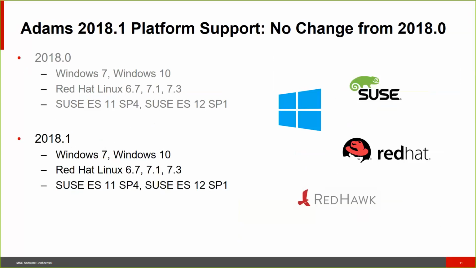Lastly, I will touch on platform support for Adams 2018.1. There's no change relative to 2018.0, so still supporting Windows 7, Windows 10, and Red Hat Linux 6.7, 7.1, and 7.3, as well as SUSE 11 SP4 and SUSE 12 SP1. So no change in platform support relative to the 2018.0 release.